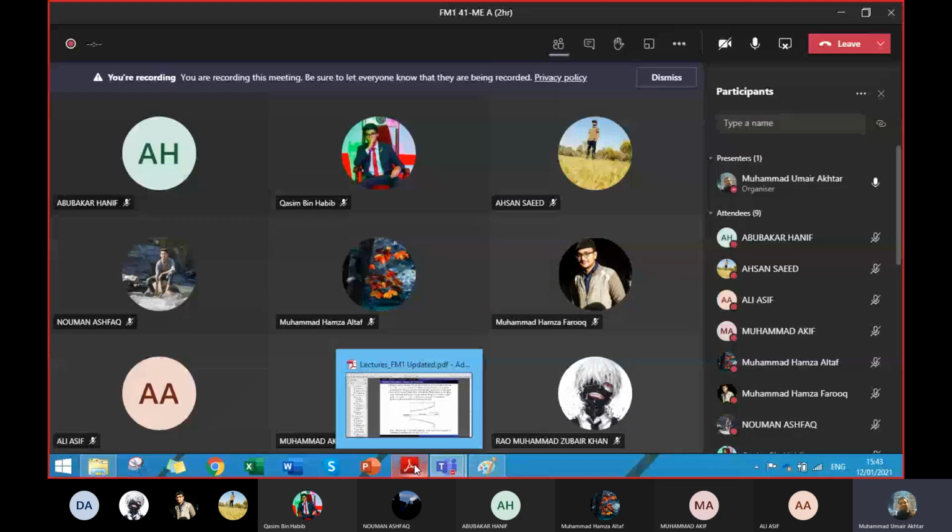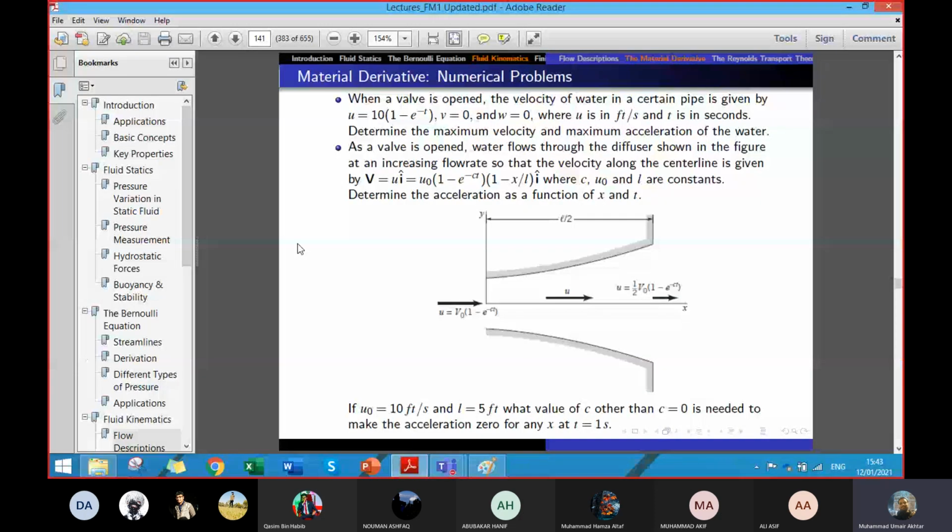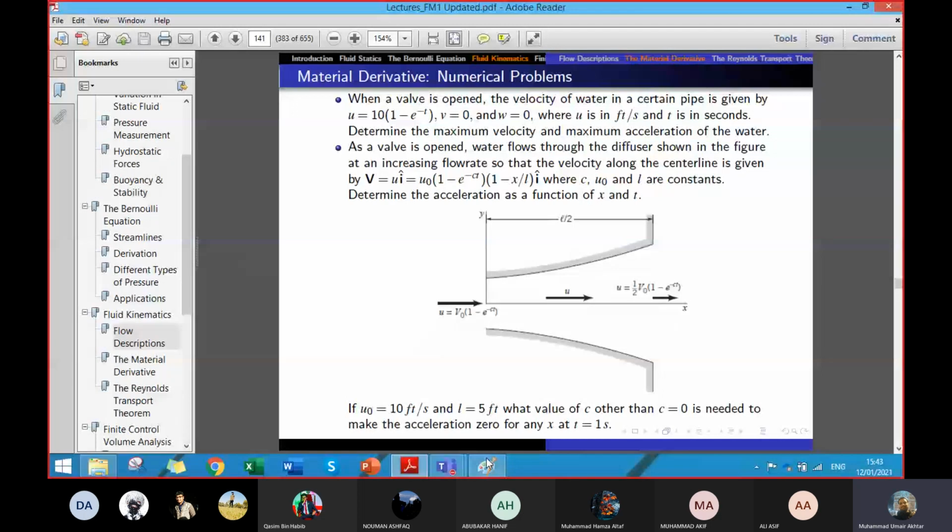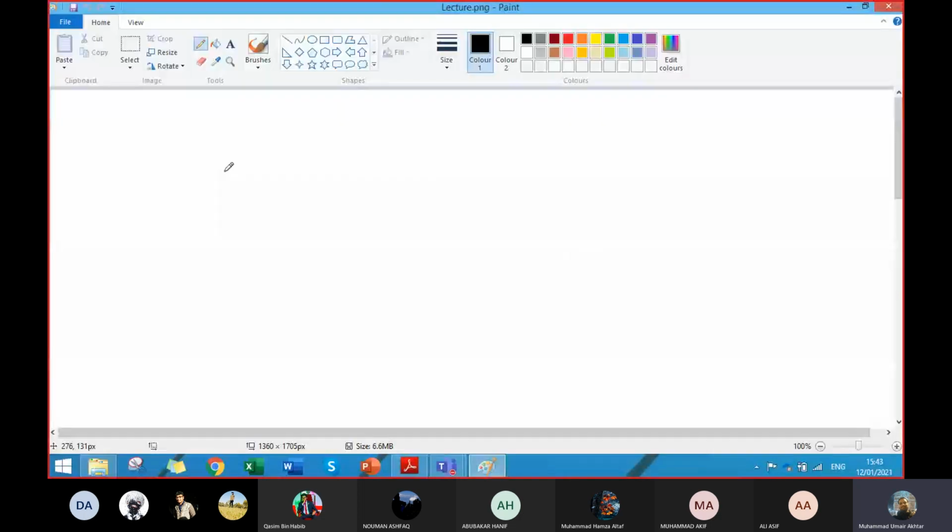In the last week we started chapter number 4 and we discussed fluid kinematics and flow description. We discussed the Euler approach and the Lagrange approach, and we discussed the material derivative, and we came to know that the material derivative is d by dt of any function. It can be any function.